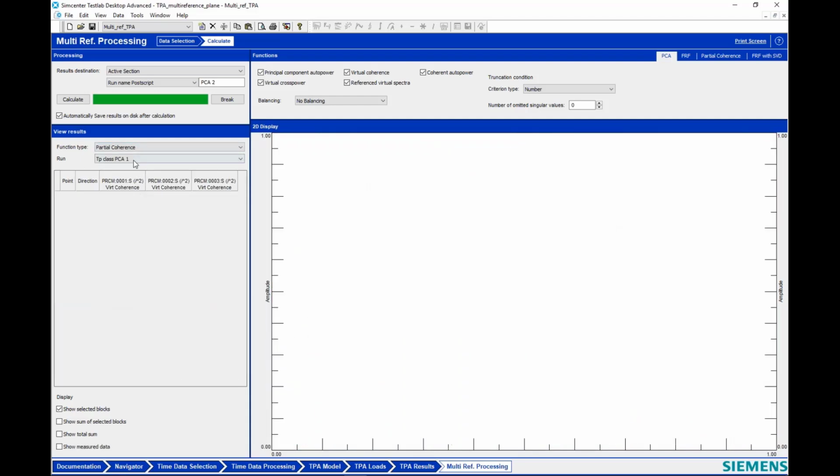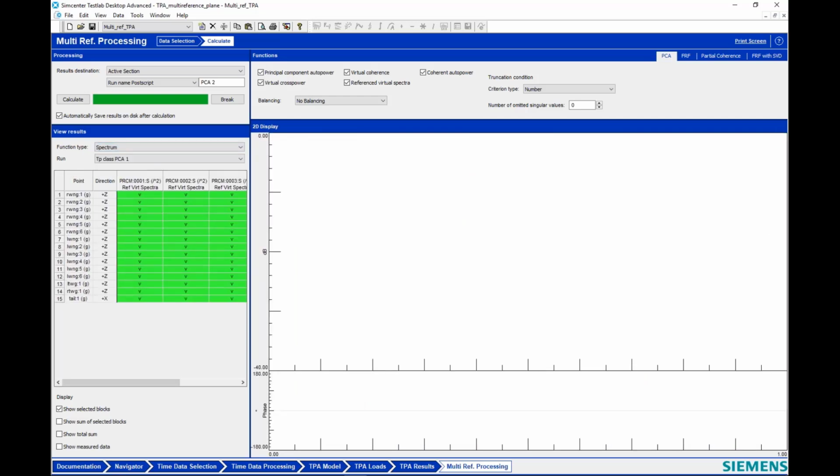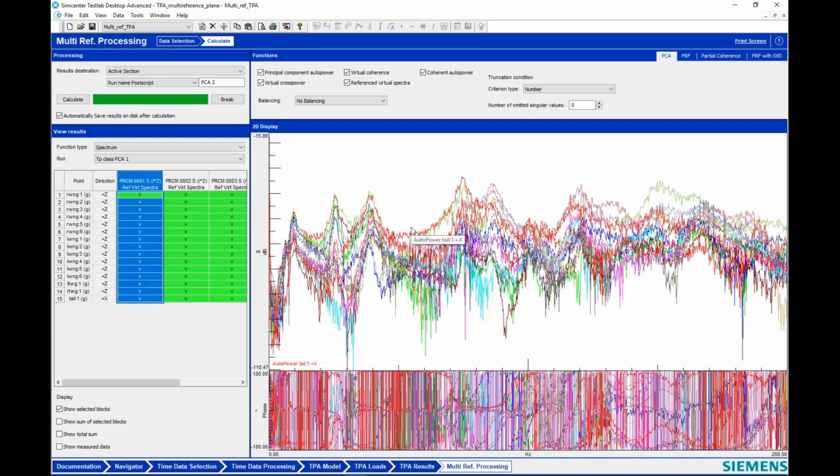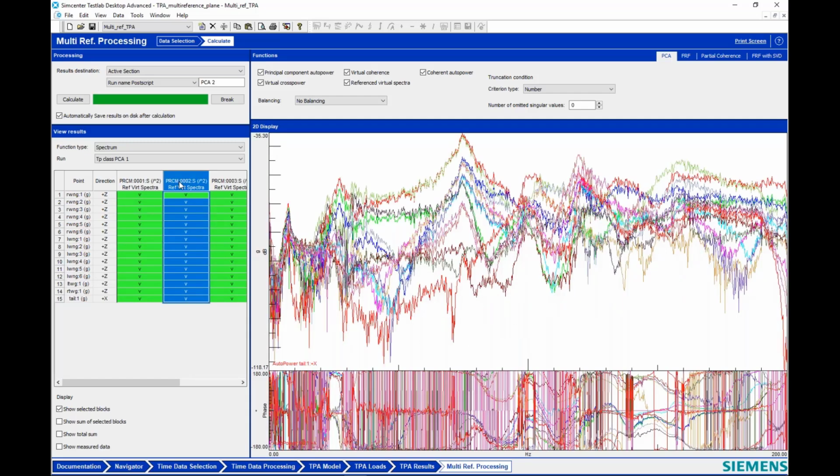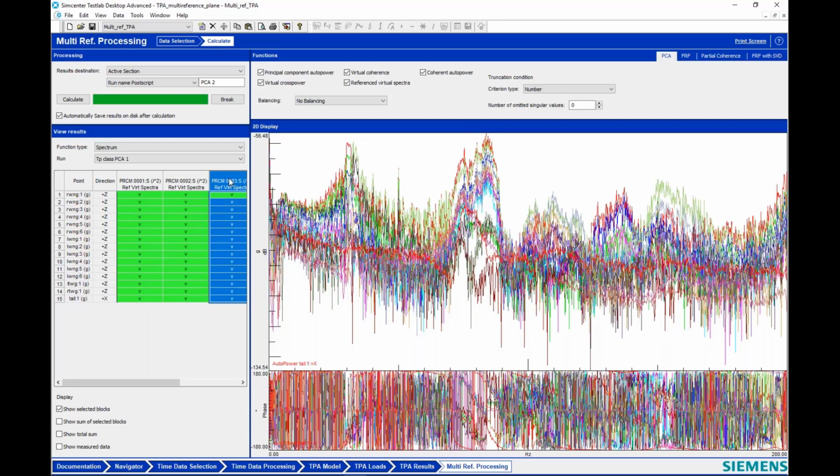You can also look at partial coherences. I don't have that calculated. Oh, these are the virtual spectra. So these are going to be the input to matrix inversion. If I highlight the virtual spectra with respect to the first principal component, they look pretty good. Not so much with the second one, but still okay, but really noisy with the third one. So again, this is another sign that I don't want to consider this third principal component.